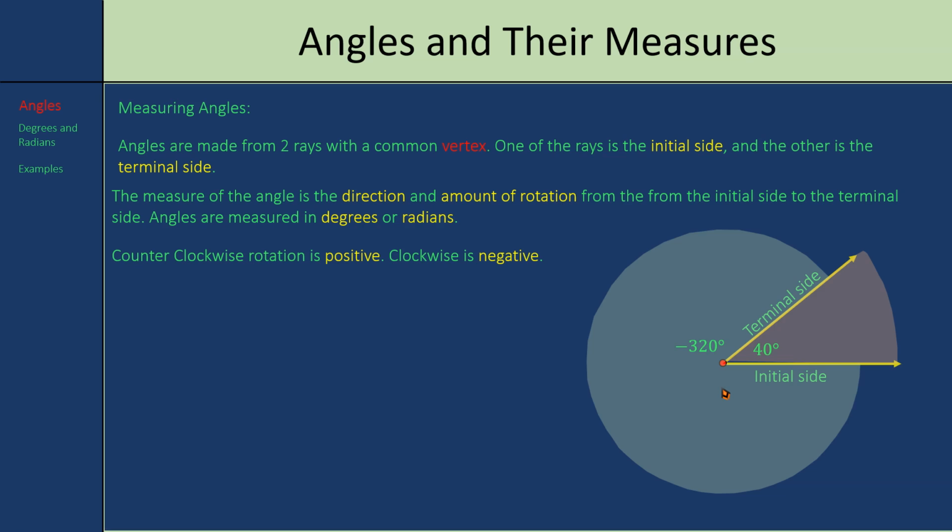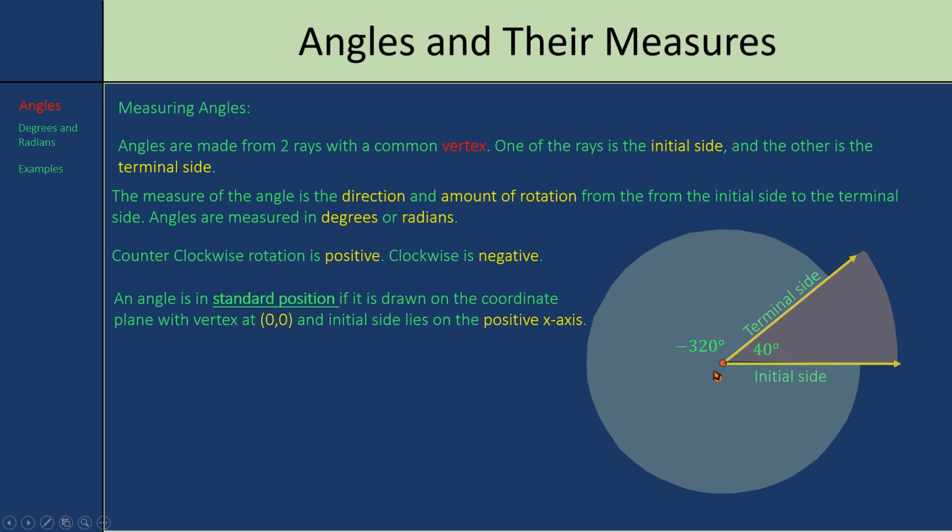And how would I know that? Well, if you know 40, the whole circle is 360, right? So 360 minus 40 is 320, but I'm going down and back, so clockwise is going to be negative 320.